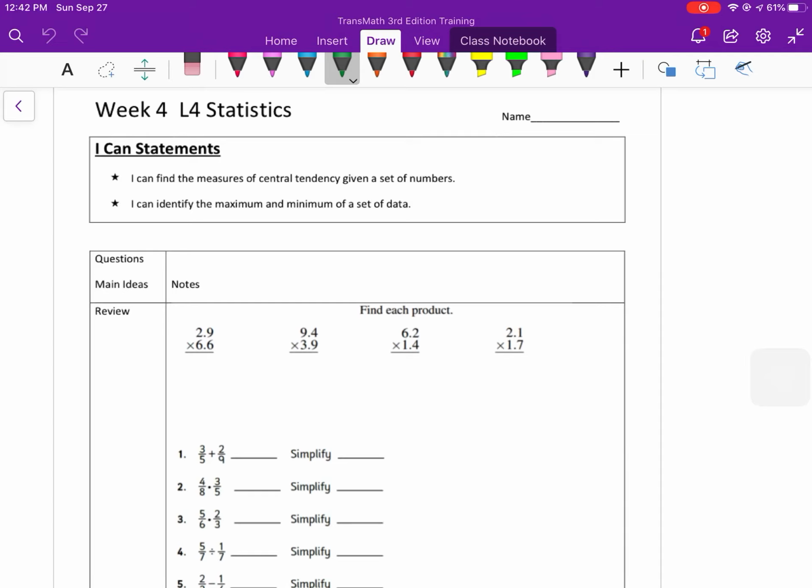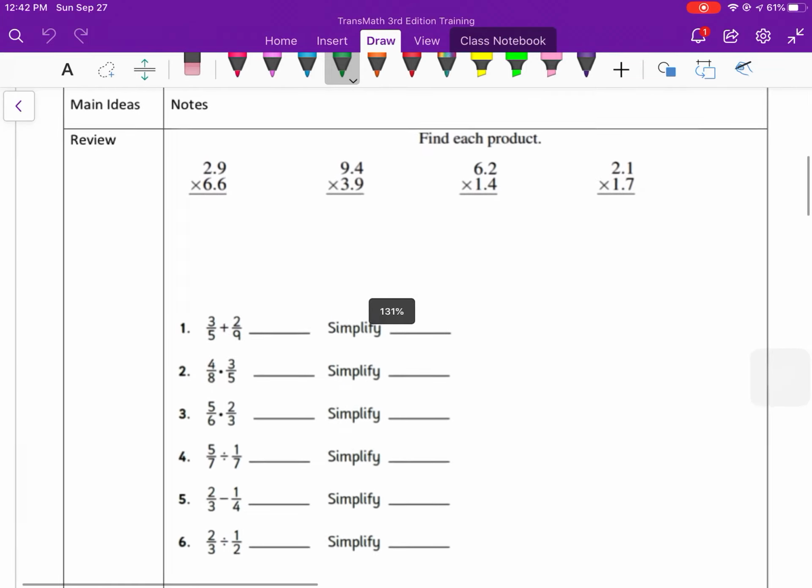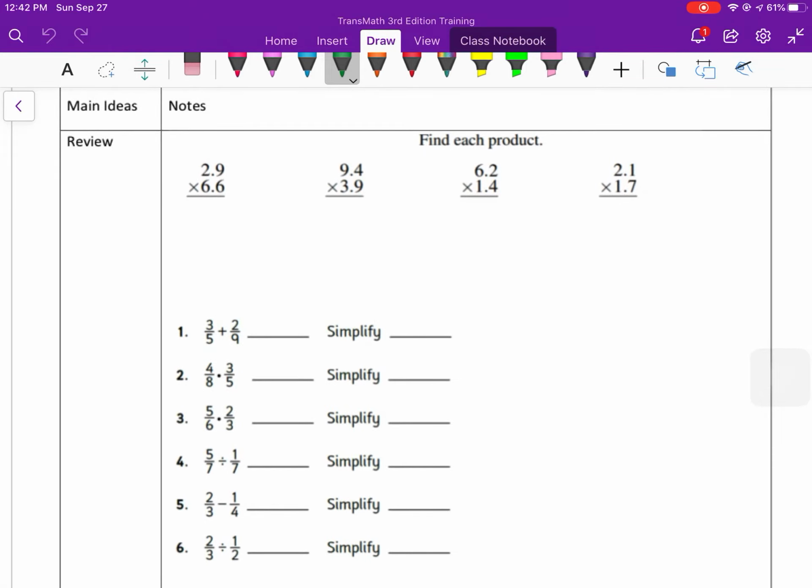All right, for the last lesson of the week, we're going to start with a little bit of review, and then we're going to focus on those things that we learned earlier. Okay, so first let's just do a few of these problems as a review. I might not do all of them, but just a couple here to remind you.